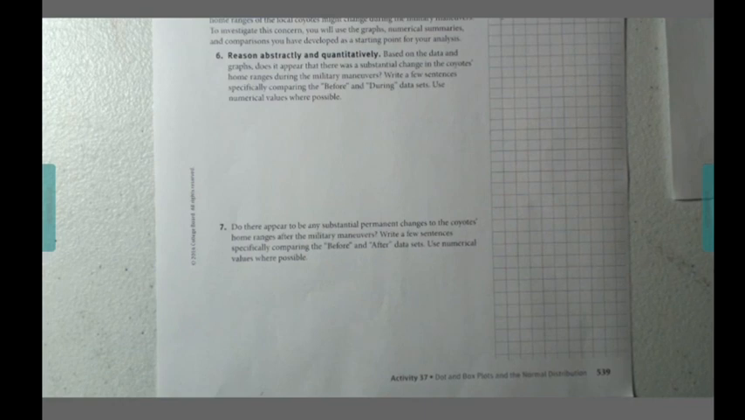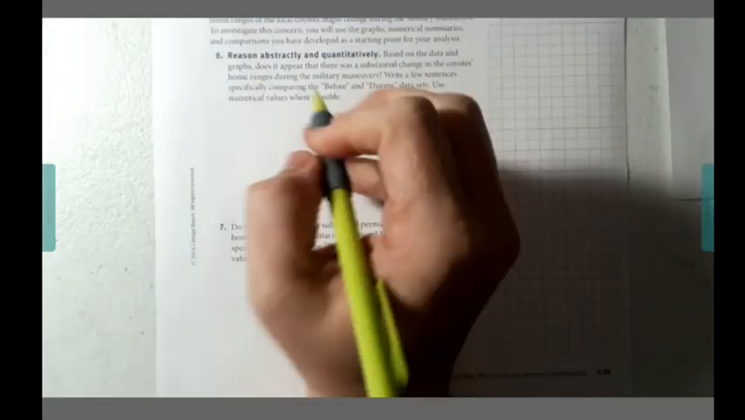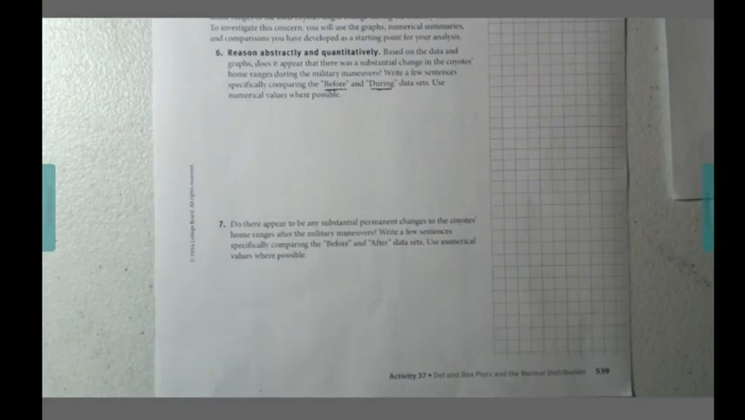Question 6 says, based on the data and graphs, does it appear that there was a substantial change in the coyotes' home ranges during the military maneuvers? Write a few sentences specifically comparing the before and during data sets using numerical values when possible. So you're comparing before and during.